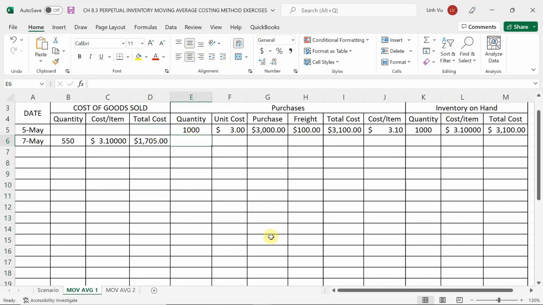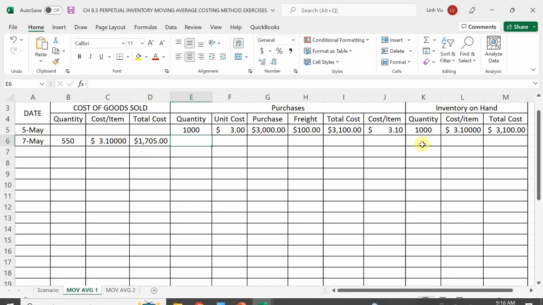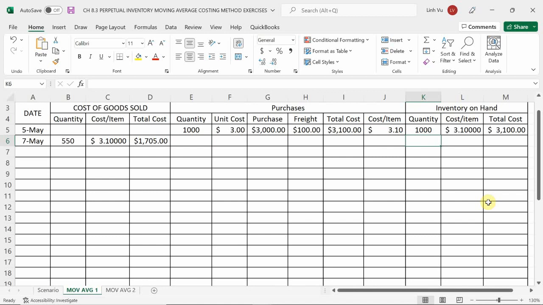Right? So we know what we need to do. Now, instead of eliminating things from my inventory on hand, I'm going to do the calculation straight across. If I started out with 1,000 units and I sold 550, how much should I have left? 450. You should have 450. Same thing here. If I started out with 3,100 and I sold $1,705, how much should my new total cost be? How much should I have left over?